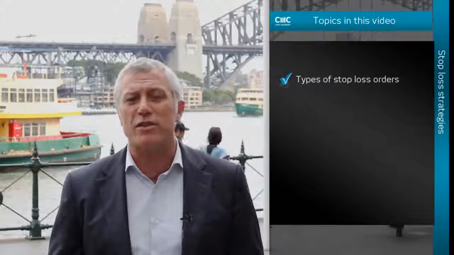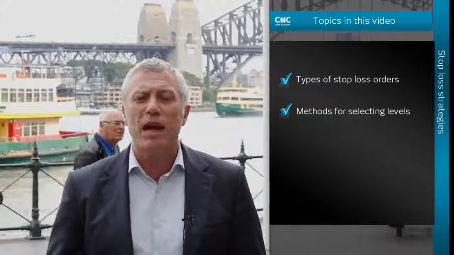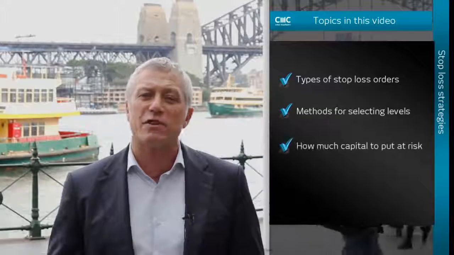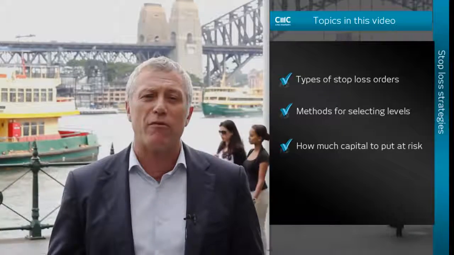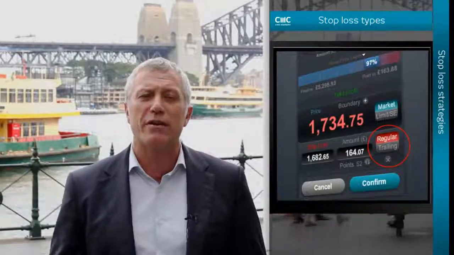We'll look at the types of stop loss orders that are available to traders on the CMC platform. We'll look at some of the methods that traders use to set the level of those stop loss orders. And we'll finish by looking at some of the aspects of deciding how much capital to put at risk on any given trade.